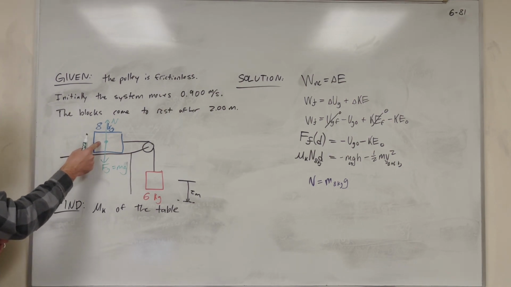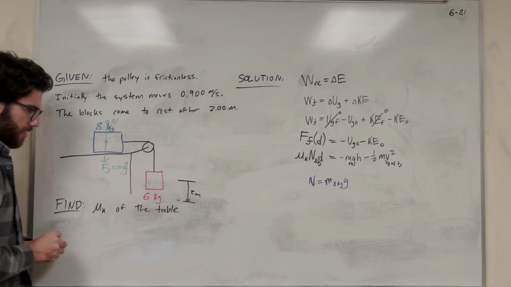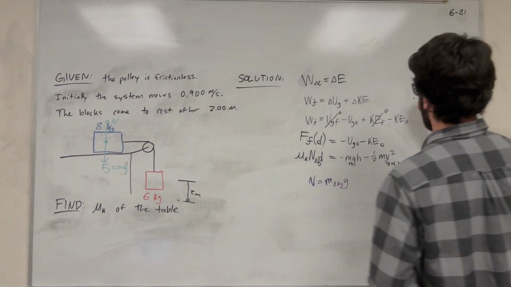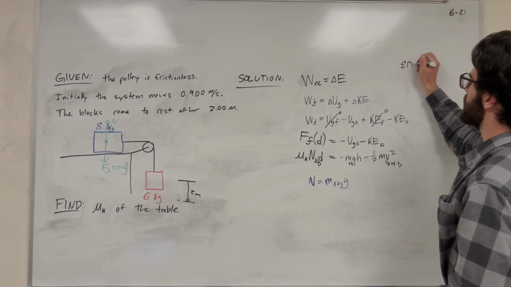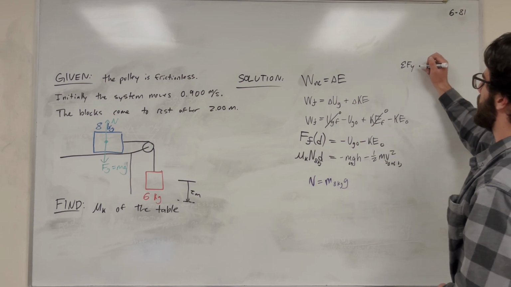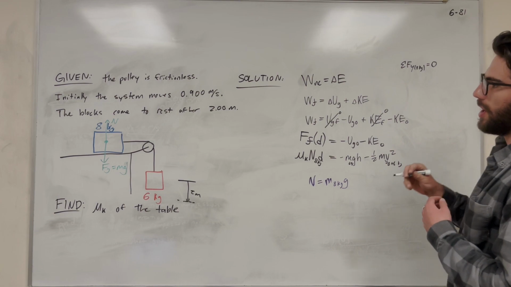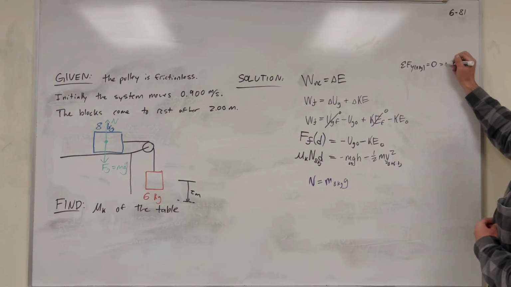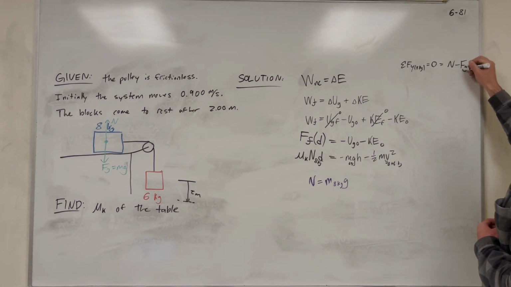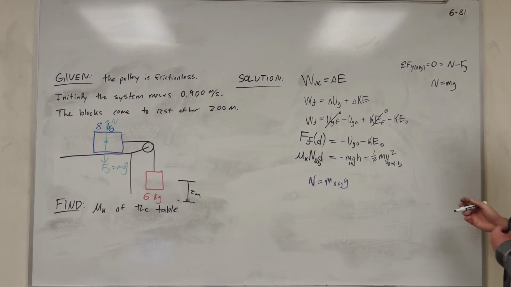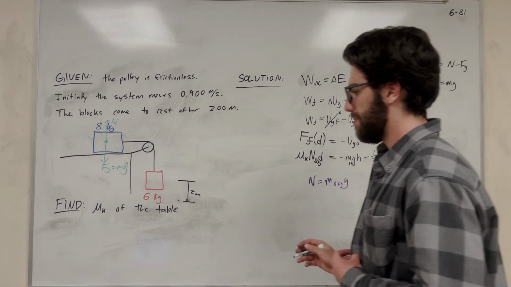We can see that, because this block is in equilibrium, the sum of the forces in y for that block, 8 kilograms, has to be equal to 0 because we're not accelerating in the y direction. And it's equal to normal minus force of gravity. So if we move that over, you get that normal is equal to mass times gravity. So that's what we're going to plug in for normal.